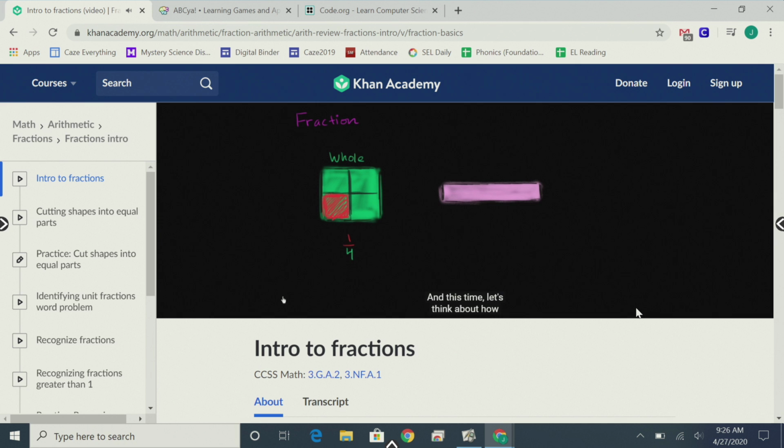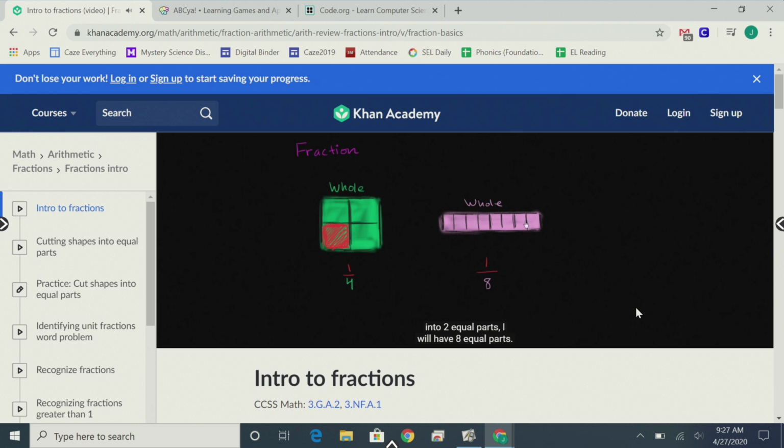Now let's do another one. And this time, let's think about how we could represent 1/8. Well, we could divide this whole. In this case, the whole is this rectangle looking thing. We could divide the whole into 8 equal parts. So let's do that. So here I've divided into 2 equal parts. That looks pretty good. And now I can divide each of those into 2 equal parts to get me 4 equal parts. And then if I were to divide each of those into 2 equal parts, I will have 8 equal parts.